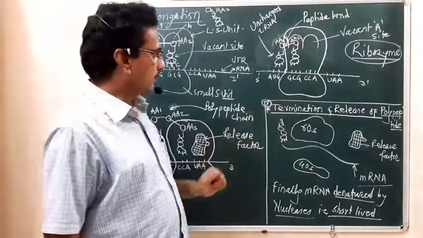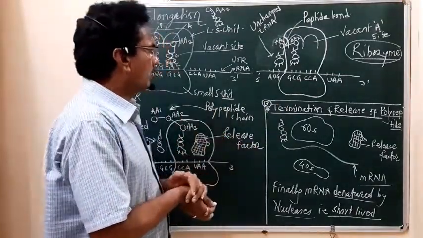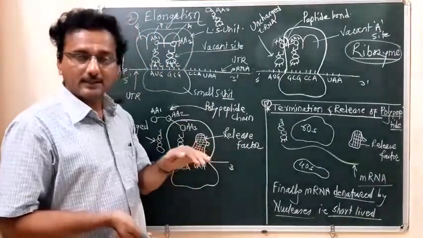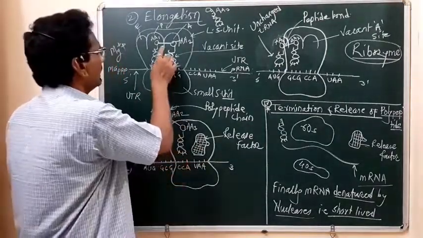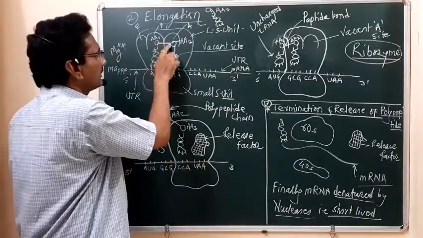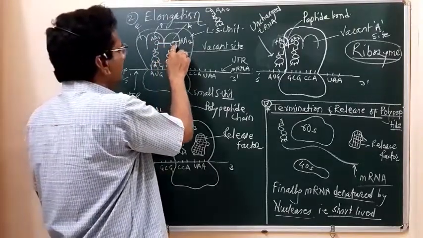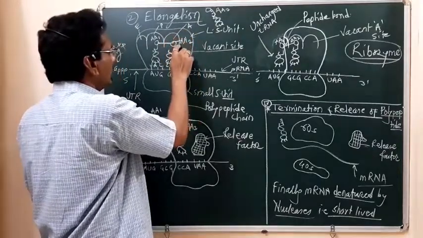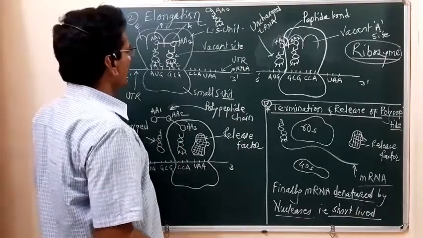So you have to remember this one. What happens, student, when the ribosome moves further, at each step it moves the length of one codon. At that time, due to formation of this peptide bond, the dipeptide is formed at the A site, the A site of the larger subunit of ribosome.